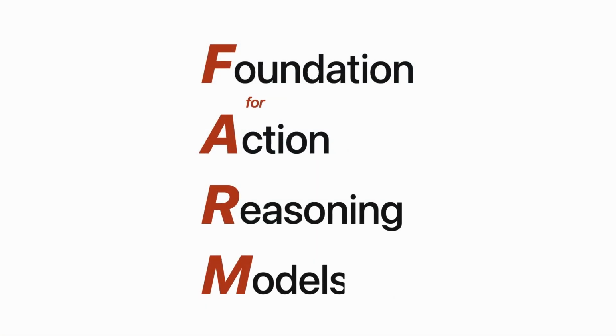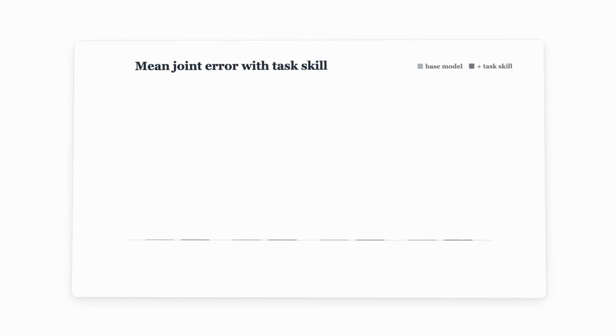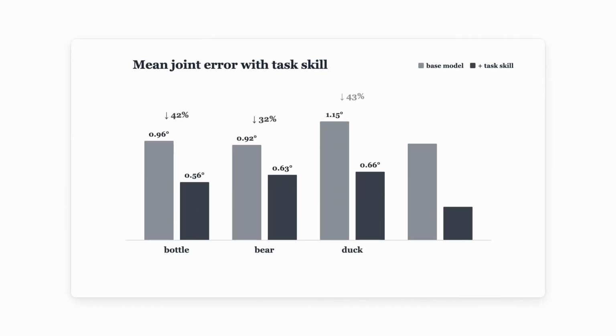Farm is an architecture surrounding action reasoning models that enables higher performance on routine tasks like factory work. It's built on megabyte-sized adapter files, just 1% the number of parameters as the models they're adapting, and improves mean joint error by up to 43% on episodes outside the training set.